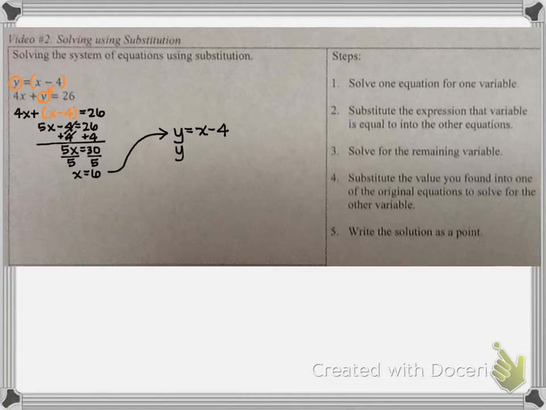So everywhere I see an x, I'm going to plug a 6 in, since that's what I just found. So I got my answer here. Oh, that's dark. Let's get rid of that. So I found my x here, which means I'm going to plug it in here. All right. And then I know that 6 minus 4 is 2. Now you're not quite done. You need to make sure that you write your solution as a point. So our solution is going to be, in alphabetical order, 6, 2.